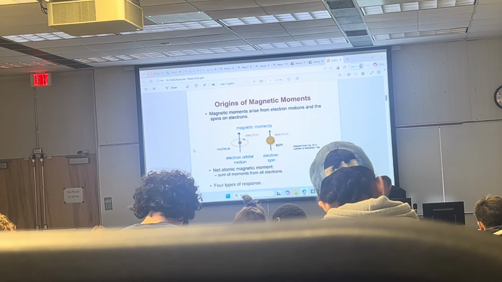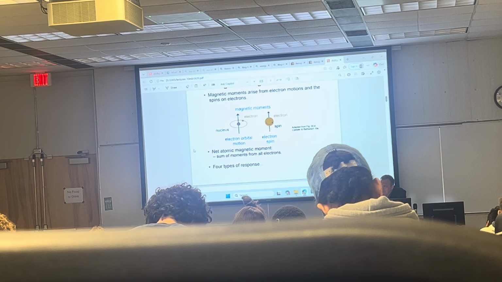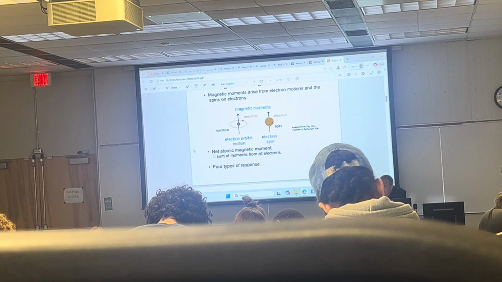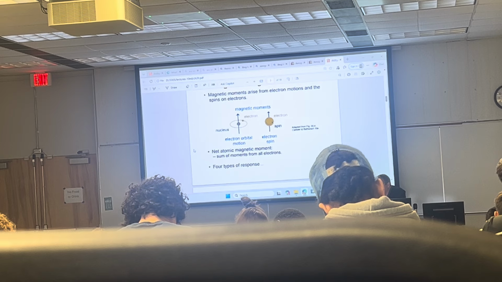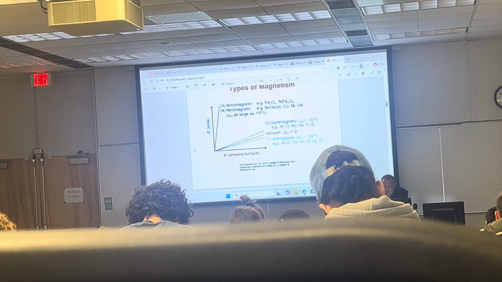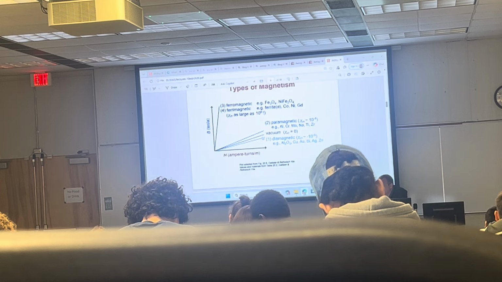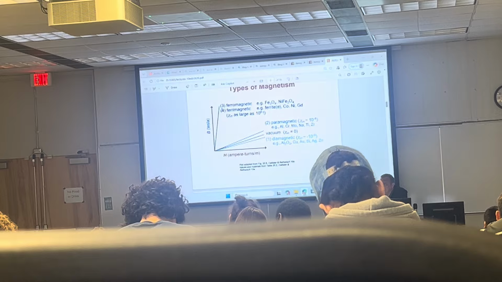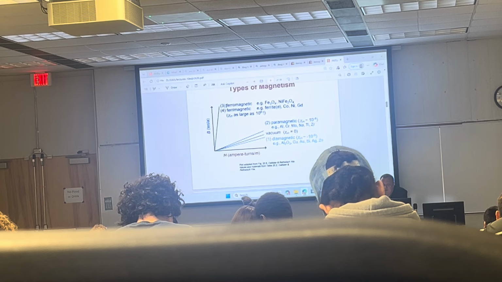So, again, the reason some materials exhibit magnetic properties, and we're going to see how, like lack of properties is also an exhibition of properties, is compared to the vacuum. Less than vacuum, diamagnetic, higher paramagnetic. A lot of magnetism is ferro or ferrimagnetic.